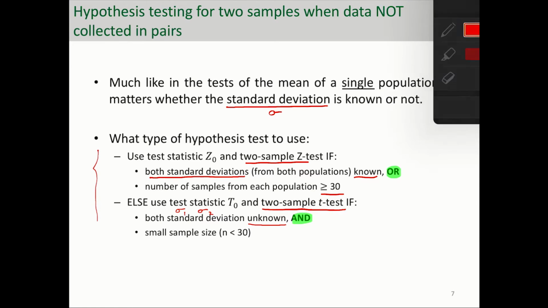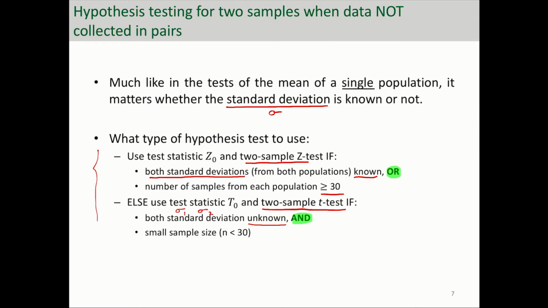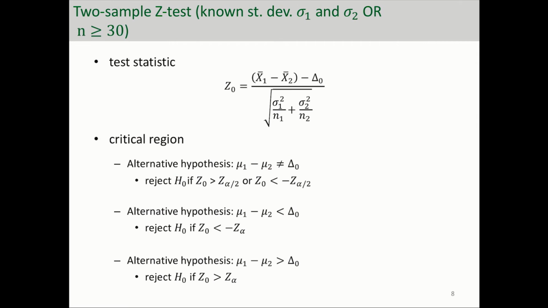So both of those conditions should be true: sample size less than 30. In that case, we're going to use a two-sample t-test. So let's look at the two-sample z-test first, which is the first scenario here.